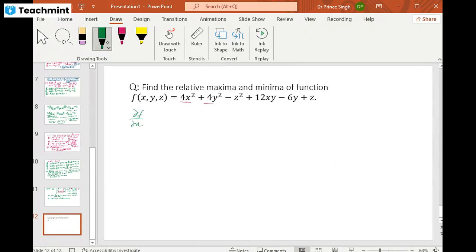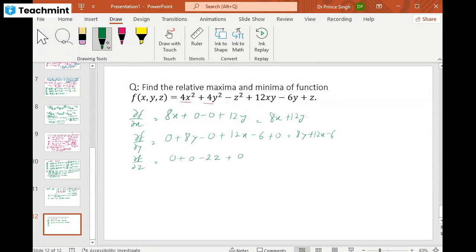So what is curly f upon curly x? 8x plus 12y. If we calculate curly f upon curly y, then this is 8y plus 12x minus 6. And curly f upon curly z, 0 plus 0 minus 2z, 0 minus 0 plus 1, minus 2z plus 1. Right?